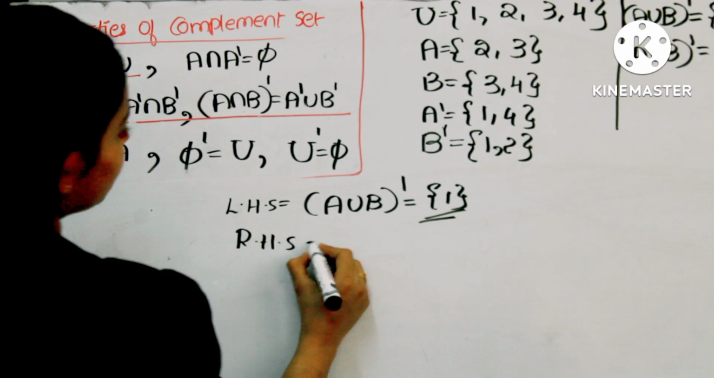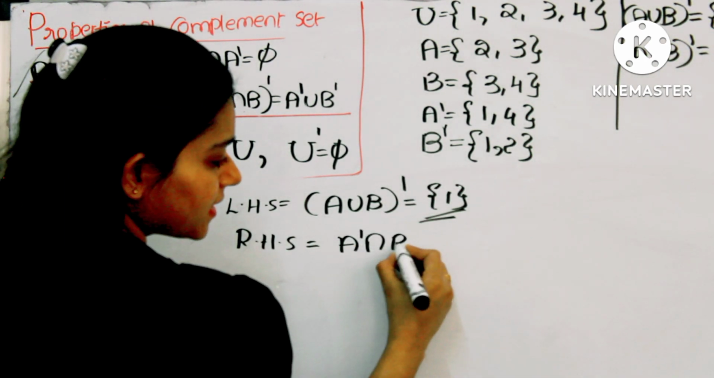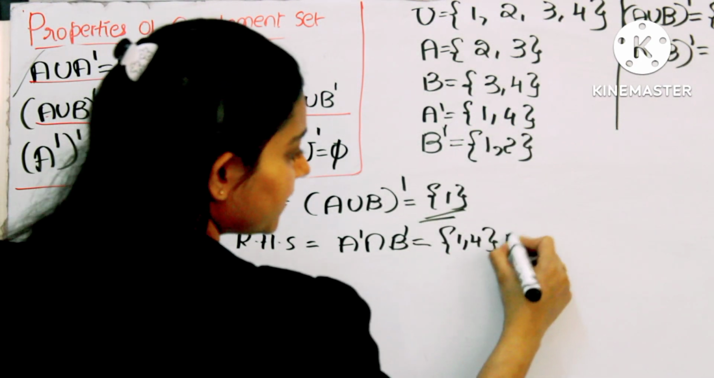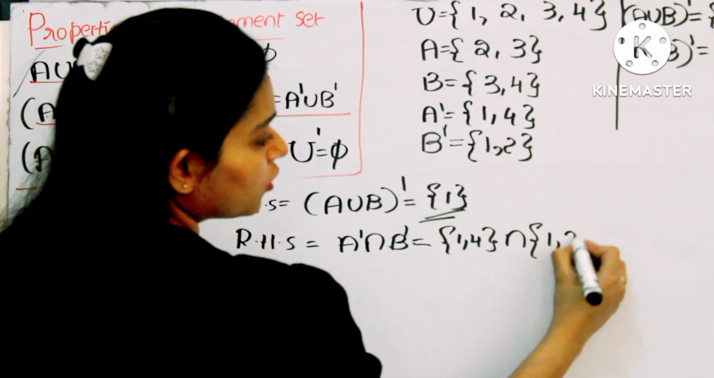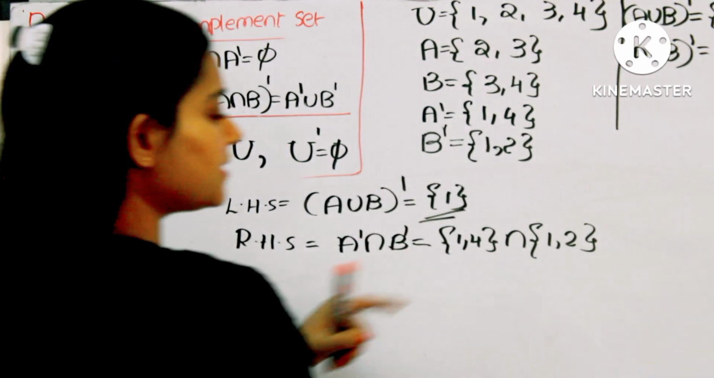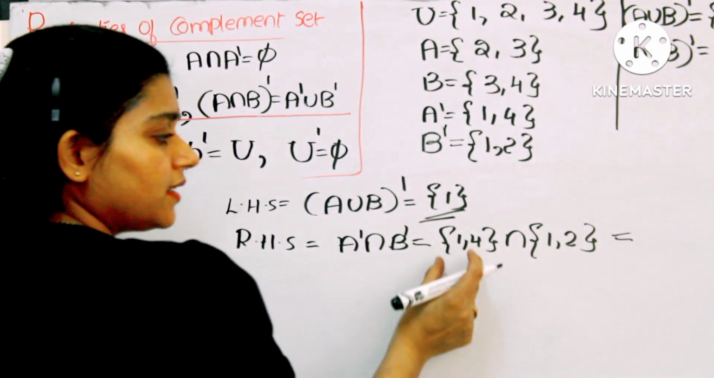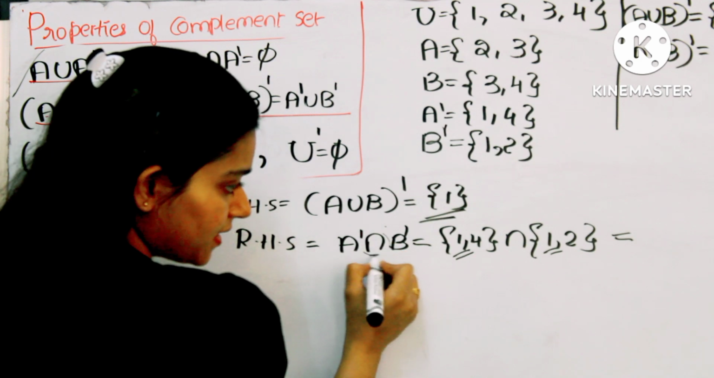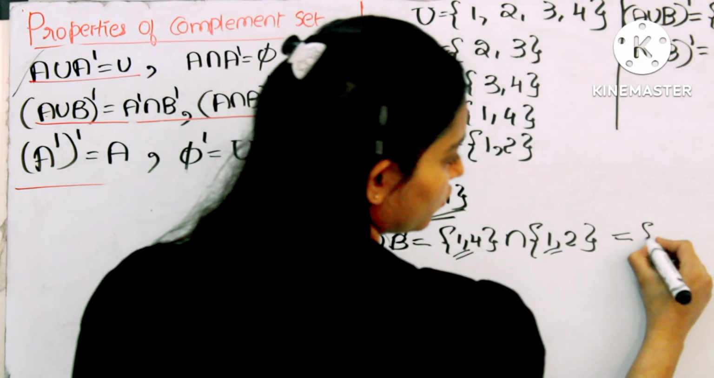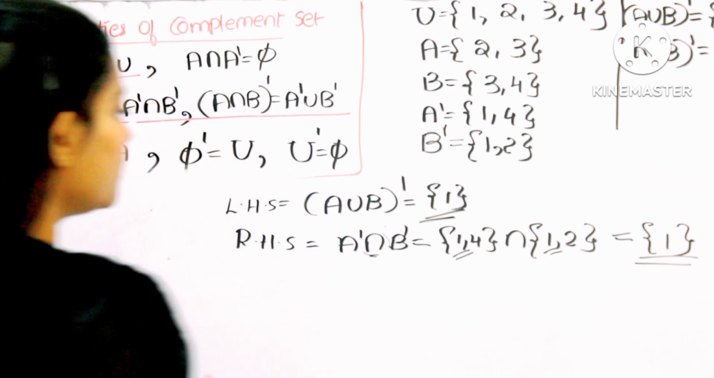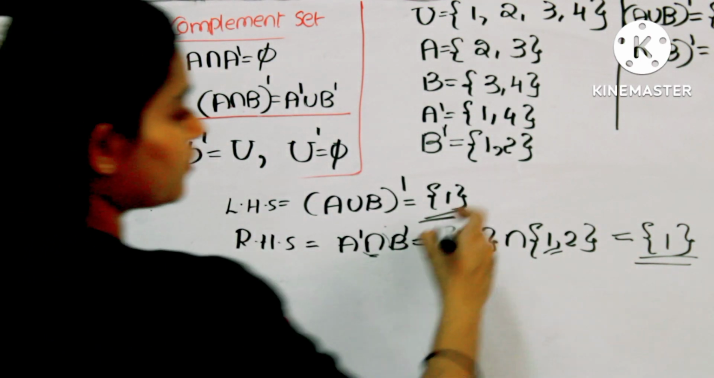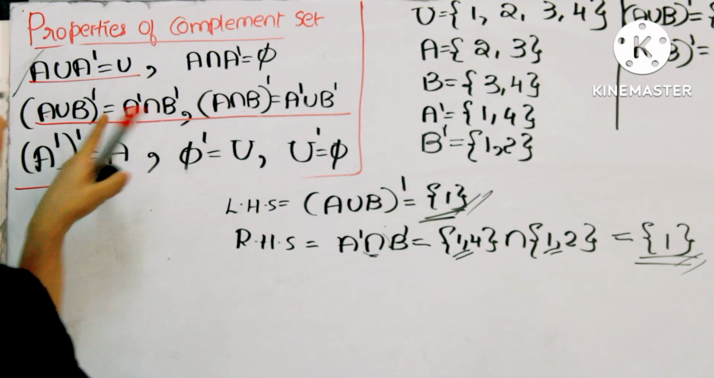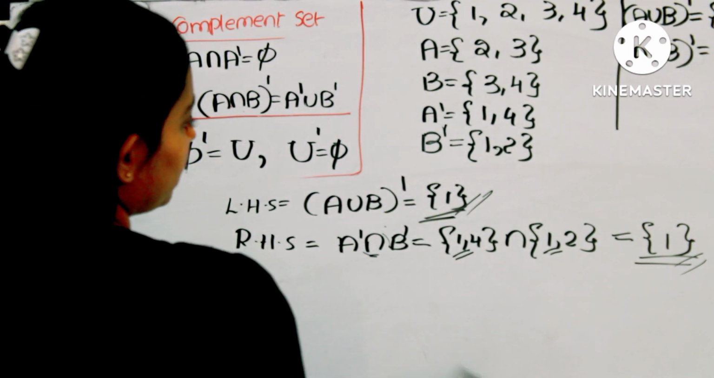What is RHS? That is A complement intersection B complement. What is A complement? 1, 4. Intersection, what is B complement? 1, 2. That is what you get if you intersect this. What is the common term here? 1. So first you should find their intersection. 1 is common in both, so our answer is 1. So here you can see LHS is equal to RHS. Why? 1 is the answer in both. So A union B whole complement is equal to A complement intersection B complement.